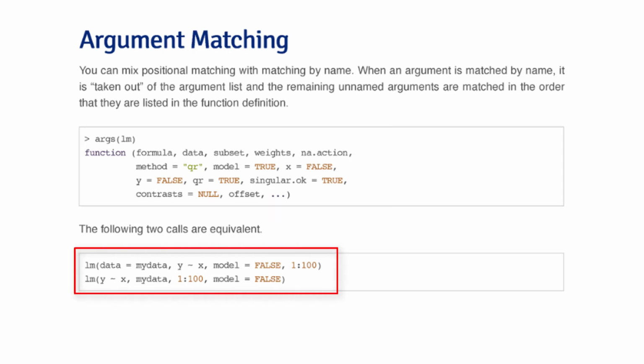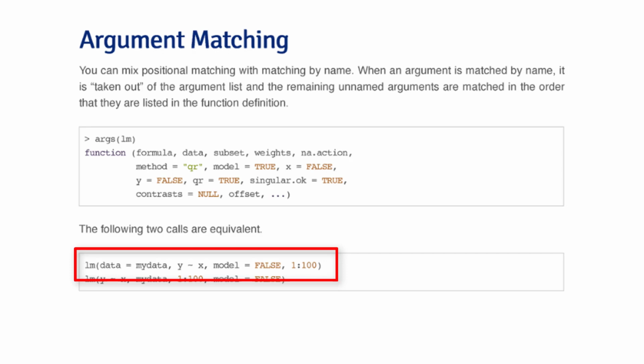And so the following two function calls are equivalent. I could have specified the data first and then the formula and then the model and then the subset arguments. Or I could specify the formula first, the data second, the subset, and then say model is equal to false. Now the reason why the first one is okay is because I matched the data argument by name. You can imagine that that's kind of taken out of the argument list now. Then y tilde x isn't specified by name, so it's given to the first argument that hasn't already been matched, and in this case that's the formula.